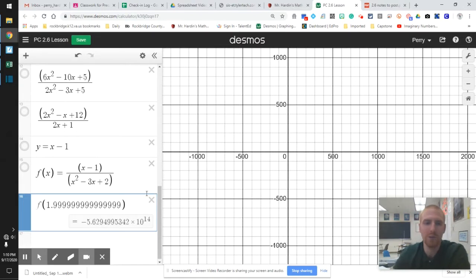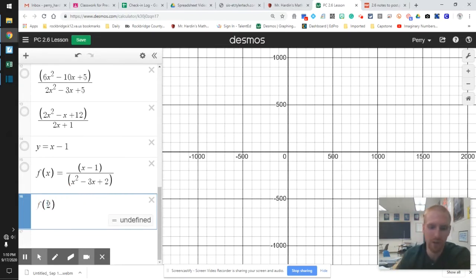So it's getting really close to negative infinity. And of course, if I put in 2, it's going to say undefined. What if I did 2.01? That would be 100. 2.001 is 1,000. So the more zeros you put in there, the closer it gets to positive infinity. So that kind of shows us the graph's going up on one side, down on the other.